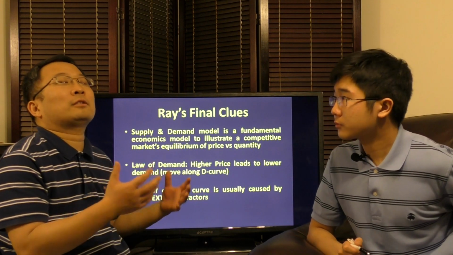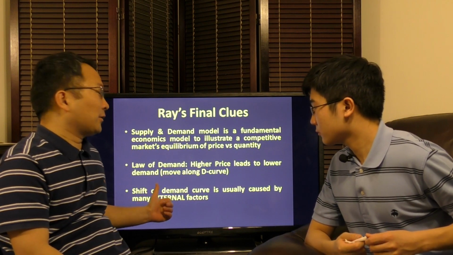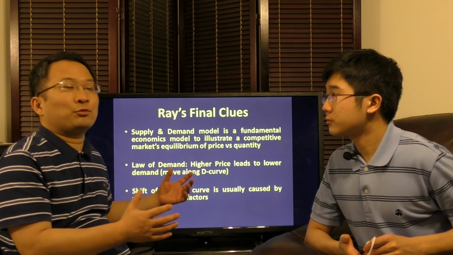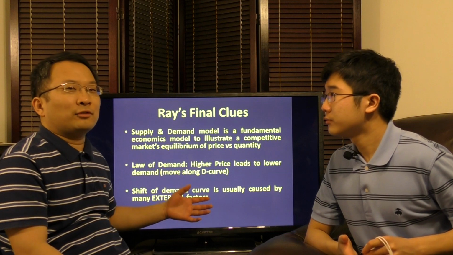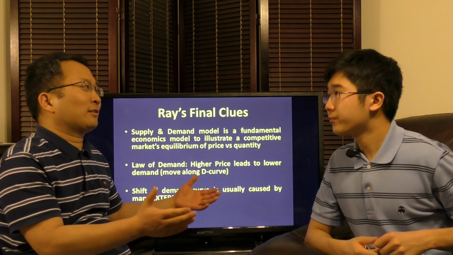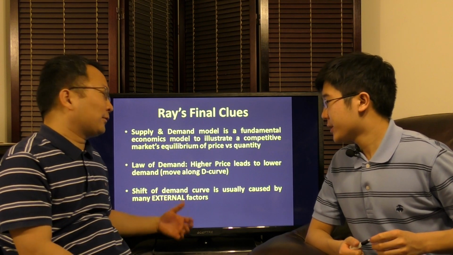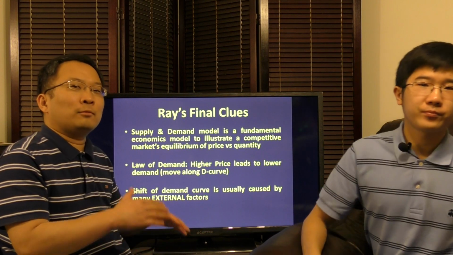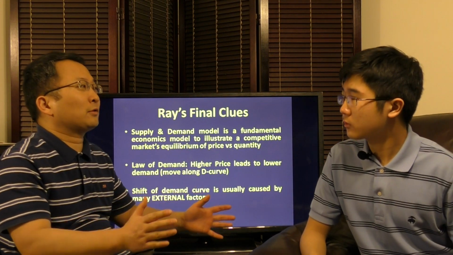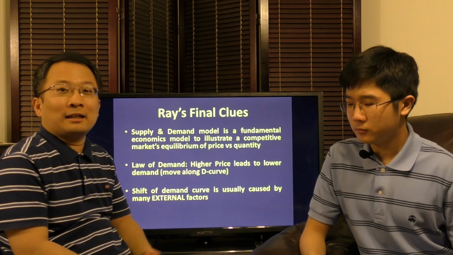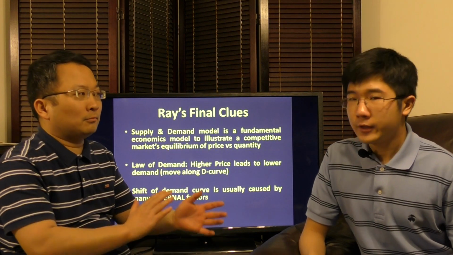But I really want to focus on the move and shift. Literally, you have to pay attention to these two different words. Because move along usually means law of demand. Just to illustrate that. And shift means external factors. External to really your whole curve shift to the left or right or up or down, like this. So the whole curve makes different directions.